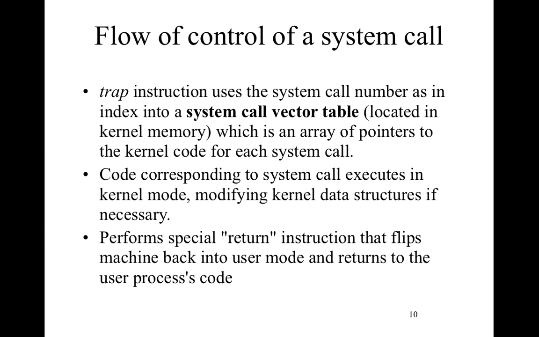We all know what a trap is? Well, here's your definition. Let's see if this definition makes sense. A trap instruction uses the system call number as an index into the system call vector table located in kernel memory. Alright, so what do the operating systems and Unix textbooks of the undergraduate classes tell you a trap is? I'm sure you guys heard this one. It's just like the lightweight process. It's practically the same saying.